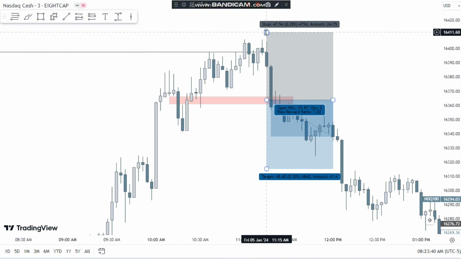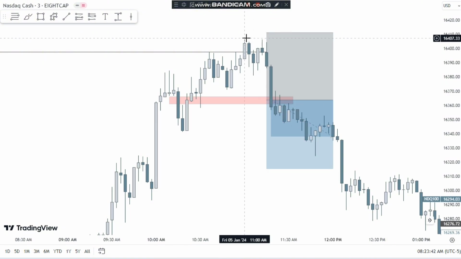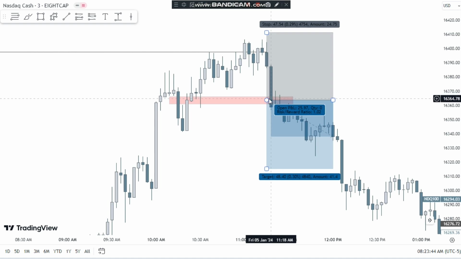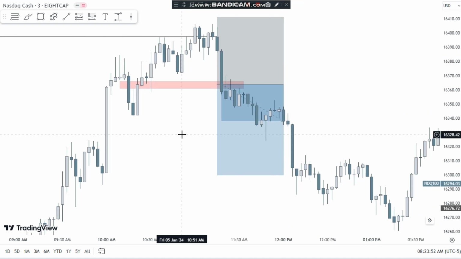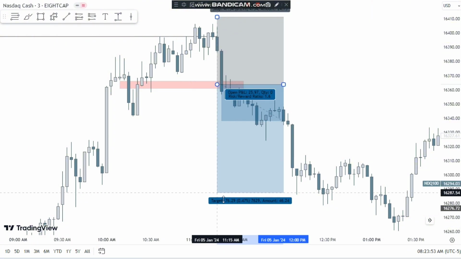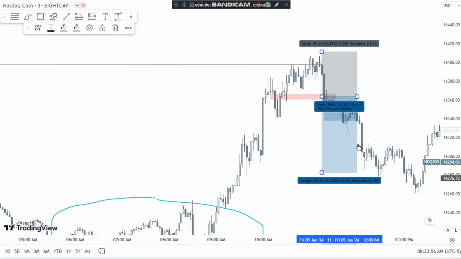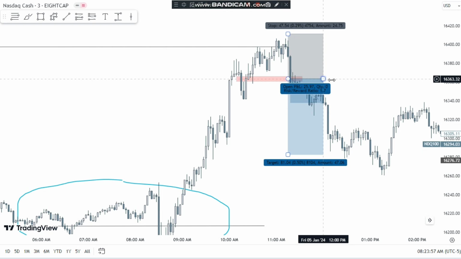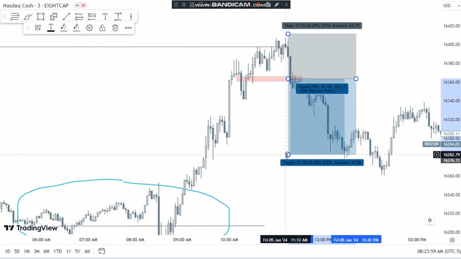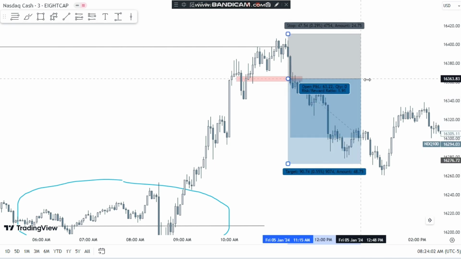Now you have to stick with your stop loss. You cannot just change your stop loss. Okay, if the price goes up, you have to take the loss. You should stick to your strategy, and you can target at least 20 handles. Okay, the least target is 20 handles. You can always target more, but at least it will give you 20 handles.